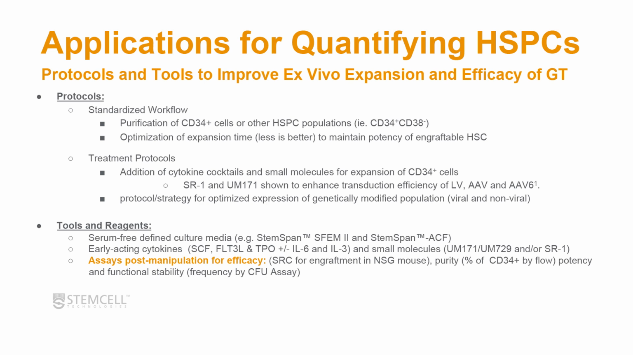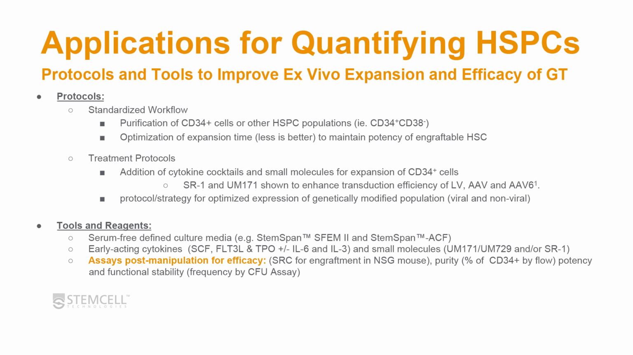Included are, of course, optimizing your treatment protocols. What cytokines do you add? What is the cocktail you want to do? Are you going to add small molecules? How much expansion do you need? And in this publication, they highlight that the small molecules, SR1 especially, has allowed a huge amount of expansion that they weren't otherwise able to get without adding these molecules. And also recognizing that it enhanced transduction efficiency for the viral vectors that they used.